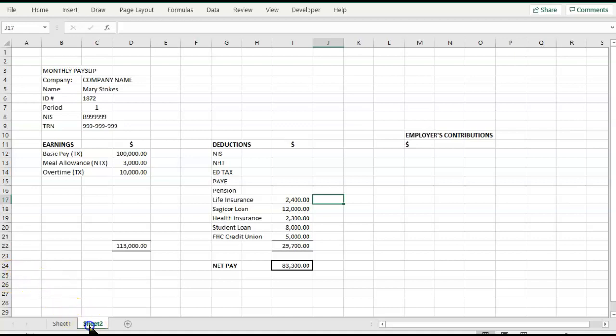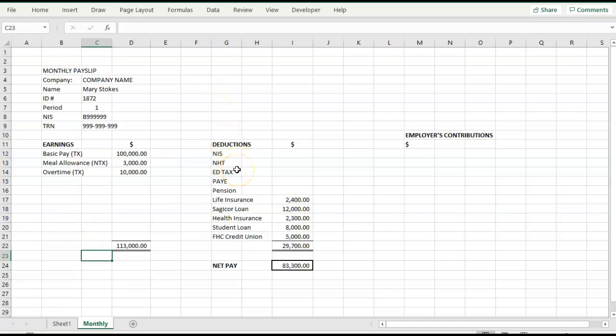Now this is the monthly payslip, so let me identify it. That's our monthly payslip. When we're finished with this, we're going to create a copy and call it fortnightly, and then make the respective changes. And if we do our formula correctly, it will automatically make the correction to reflect a fortnightly situation.